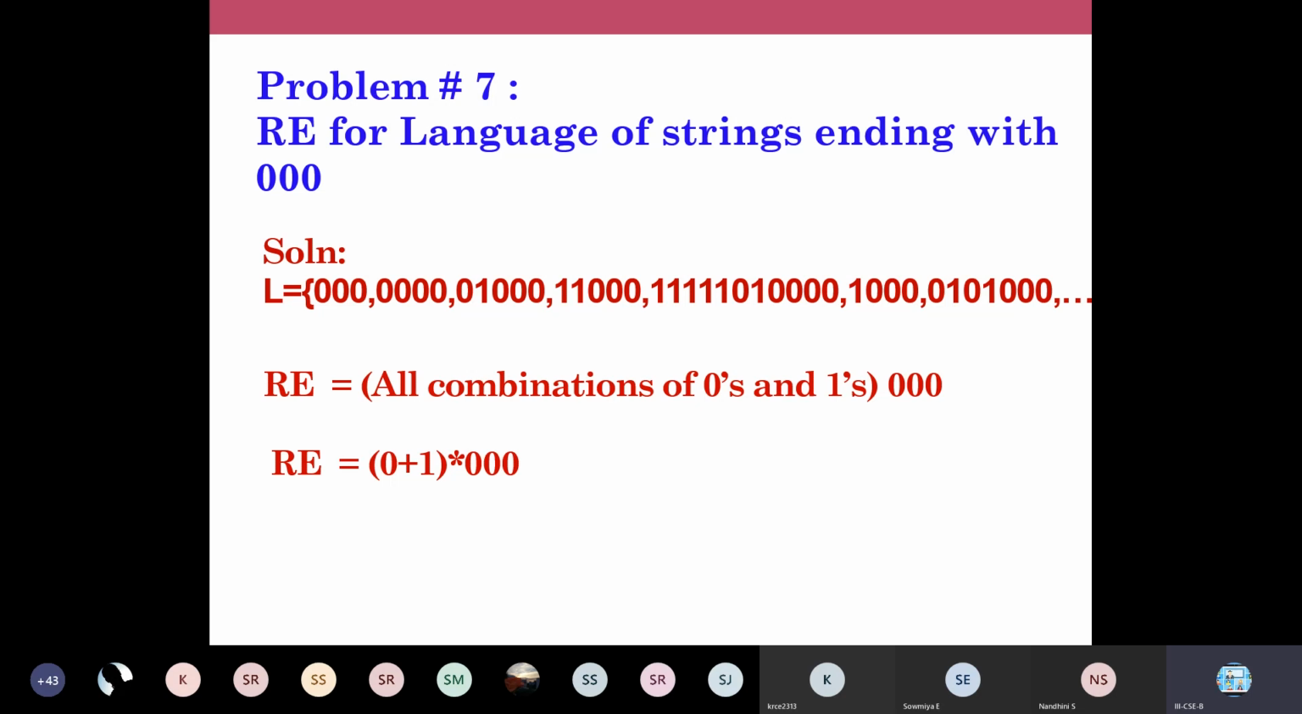Write the language. L is equal to, start with the smallest possible string. Write the smallest possible string first. You will have 3 zeros as the first string. Then after that, you write any possible string where in all your strings, you must ensure you have 3 zeros at the end. Okay, write like that. End all your strings with 3 zeros. Initially, you can write any pattern. Write any combination of zeros and ones in the beginning and end up with 3 zeros.